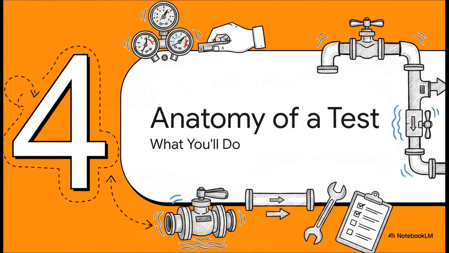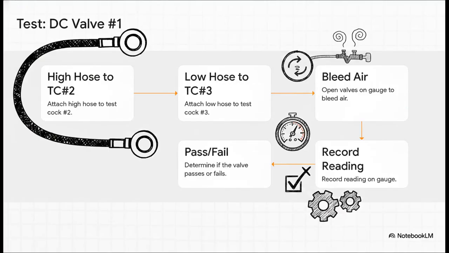Okay, enough with the theory, let's get practical. We're going to walk through a really simplified version of what you'll actually be doing out in the field when you test one of these assemblies. So here's a super basic rundown for testing the first check valve on a double check. You'll connect your high-pressure hose upstream of the valve on test cock 2. Then you connect the low-pressure hose downstream on test cock 3. You bleed out all the air, and then you check the reading on your gauge. The whole point is to trap pressure against that little valve and see if it can hold.